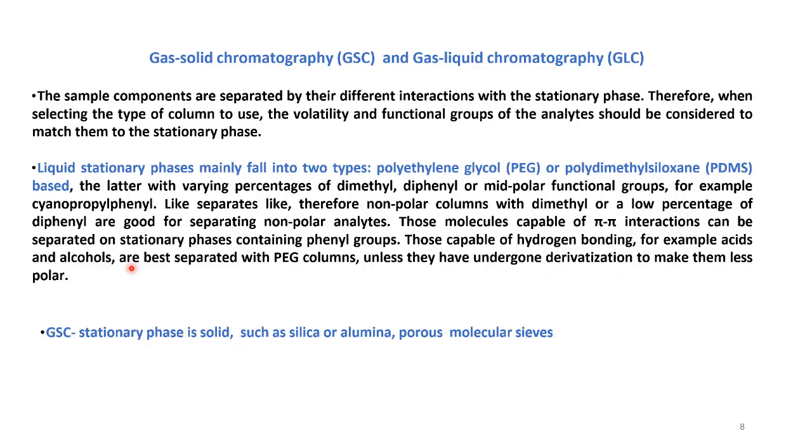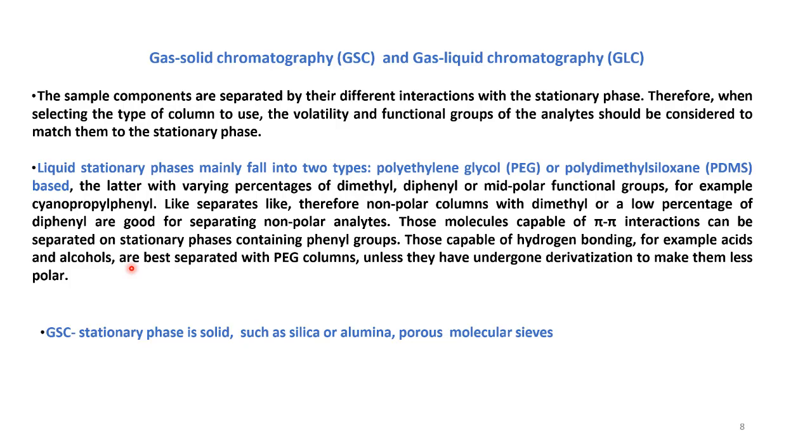So as I already told you, the difference between GLC and GSC: the sample components are separated by their different interaction with the stationary phase, depending upon the solid phase or the liquid phase. The liquid stationary phases mainly fall into two types: polyethylene glycol (PEG) or PDMS. The PDMS has varying percentages of dimethyl, diphenyl, or mid-polar functional groups.